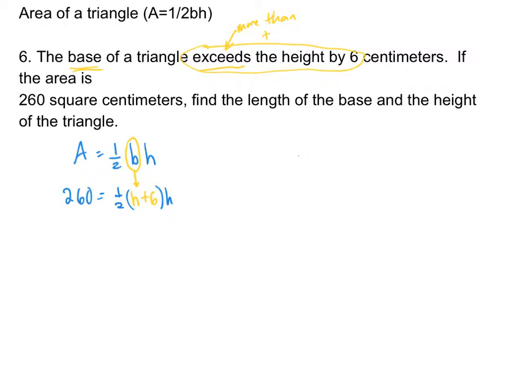After that, one thing that you might do is get rid of this 1/2, and the easiest way to do that is just to multiply by 2. If you had 1/3, you'd multiply by 3. If you had 1/4, you'd multiply by 4. But we're going to multiply by 2 on both sides. So the 1/2 and the 2 cancel each other out. And we're left with 520 on the left, 2 times 260. On the right, I'm going to put the h out front since that's typically how we'll see this type of thing. But still, h plus 6 times h.